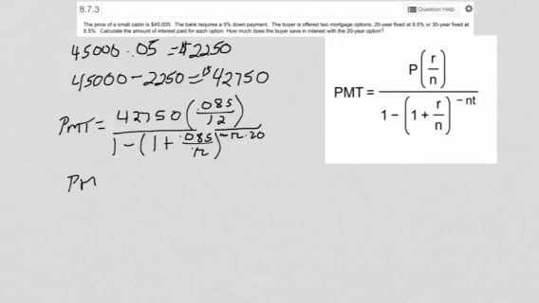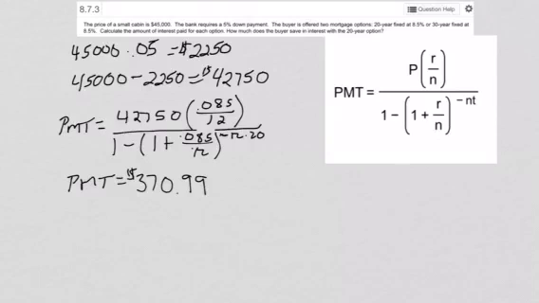You can pause the video if you like and work on calculating this. I'm going to calculate it all together, in one go, to get that regular payment amount. When I calculate all this, I get a regular payment amount of $370.99. That's for the 20-year option.